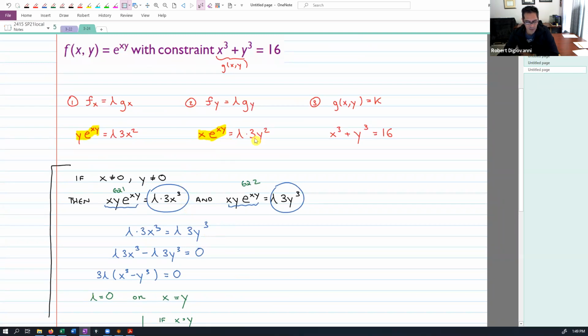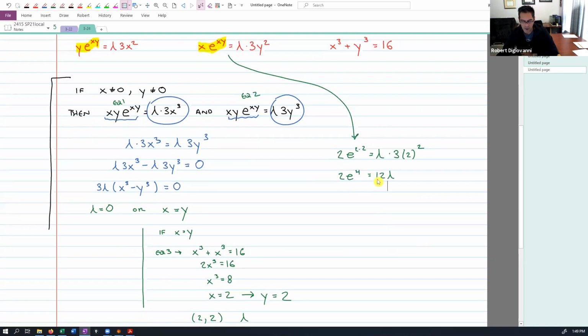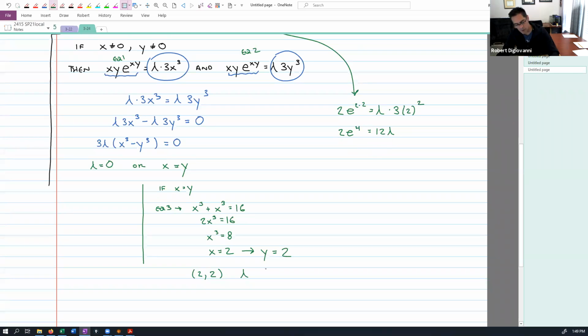Well, couldn't I come up here and figure out what lambda is? Just grab one of these. Just plug in 2 for x and 2 for y. Right, see? And then this would be 2e to the 4th equals, let's see, 4 times 3 is 12 lambda. And then divide both sides by 12. So I get something like e to the 4th over 6.